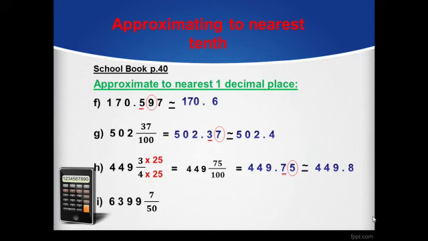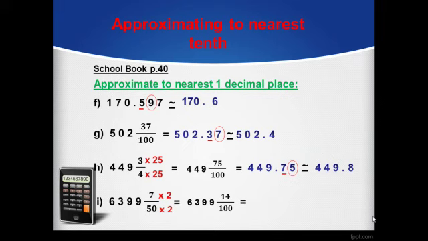Letter I. 6,399 and 7 over 50. Here also we have to convert into decimal number. So first we will multiply up and down by 2. The result will be 6,399 and 14 over 100.